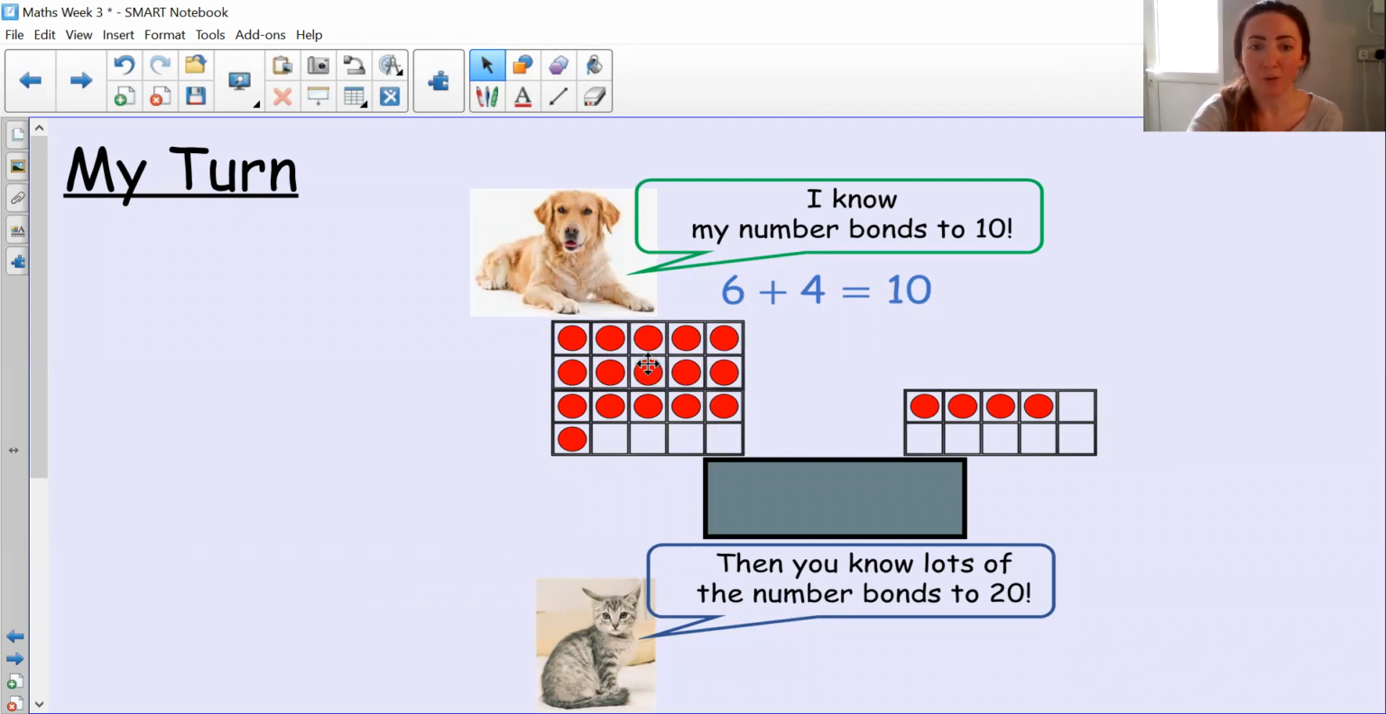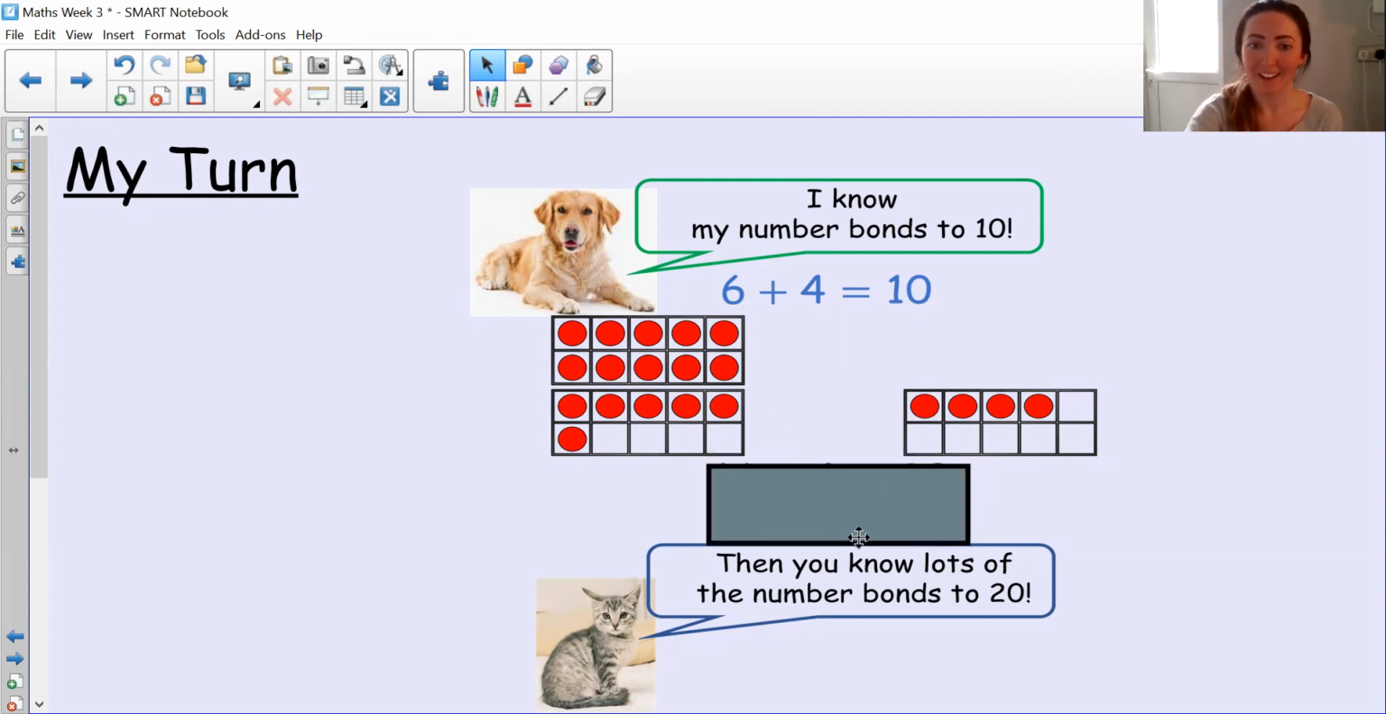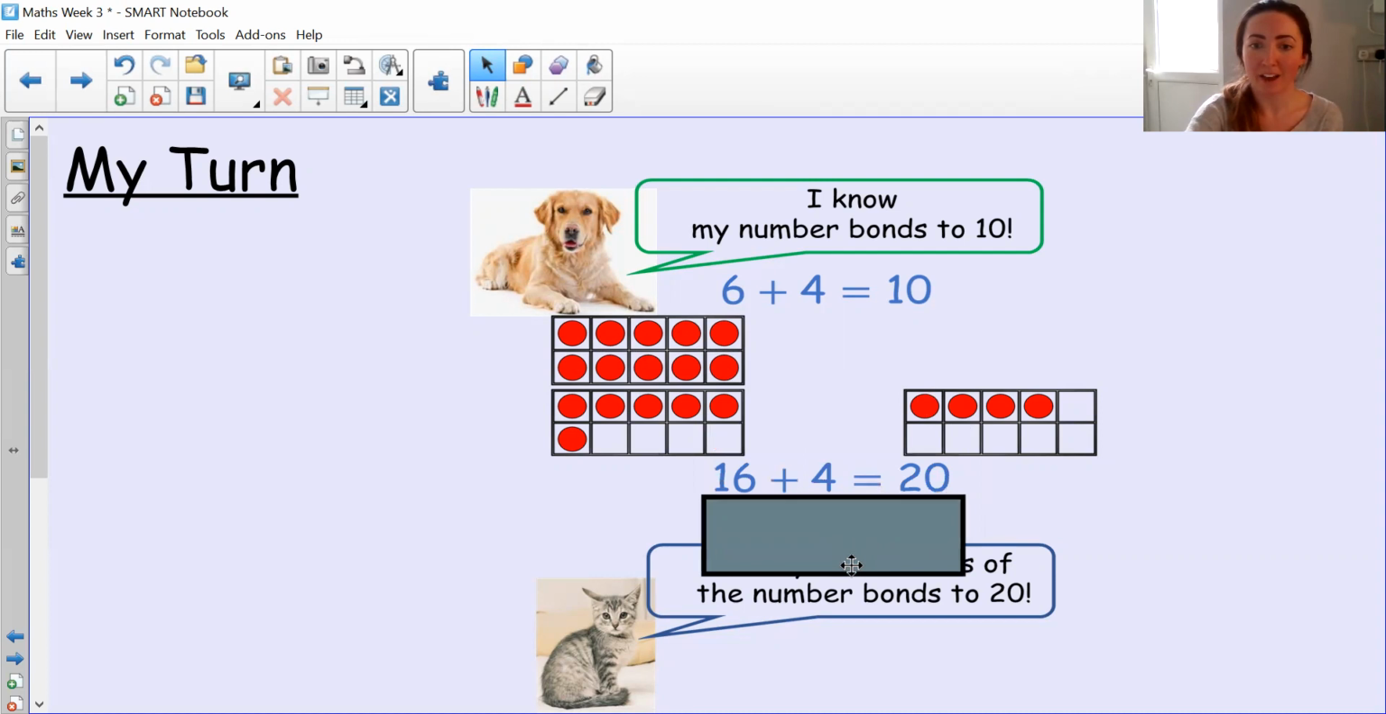Right, so now we've got 16 add 4. Now work out, if you can, by counting on, preferably, or counting all, what is 16 add 4? It's 20. I see what you mean, Hector.